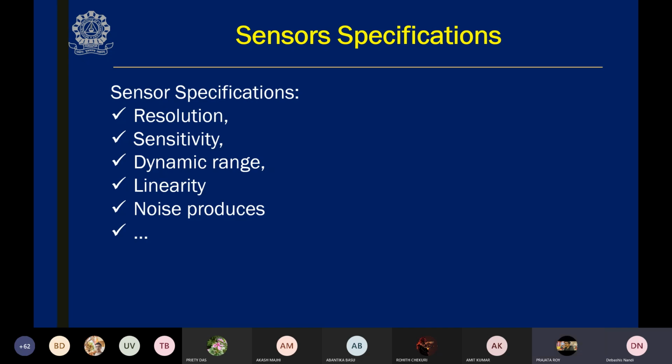Sir, what should the linearity be? Linearity means the input-output relationship should be linear, meaning the output should change in a linear manner with respect to the input, in the form y = mx. Y is the output, x is the input. Y should vary in accordance with the input.